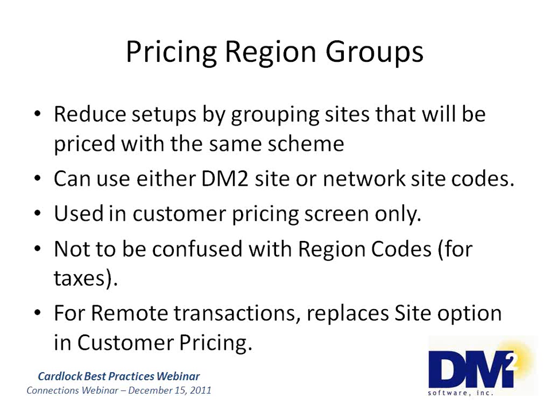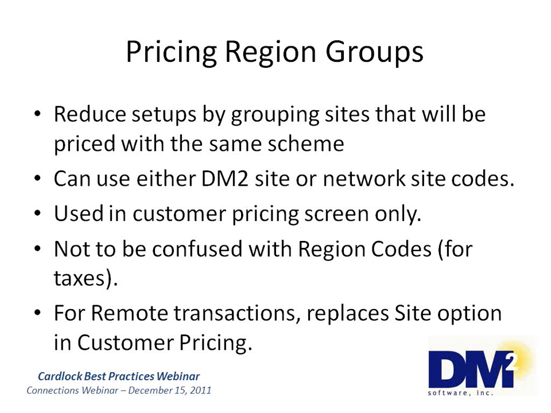Pricing region groups. Pricing regions have been available since about, I think, version 405.6. What they do is they reduce your setups for pricing, for customer special pricing, by grouping sites that will be priced with the same scheme. You can either use the DM2 site code, which is referred to in the screens as local site, or you can use the network site codes, which we call foreign site.